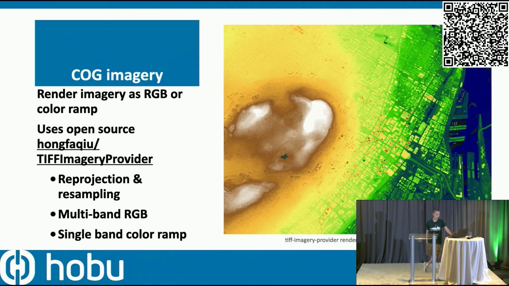It supports all kinds of features that we need, like reprojection and resampling of pretty much arbitrary COGs, multi-band RGB rendering, and single-band rendering with a custom color map or a bunch of built-in color maps, and a bunch of other customization options. And Eptium includes convenience features and popular color ramps like Viridis for rendering, but it's otherwise just using the open source package. You can go and get it off of GitHub or NPM right now. And TIFF Imagery Provider is also used to render the viewshed data once we've computed it, because it is exported as a raster also.